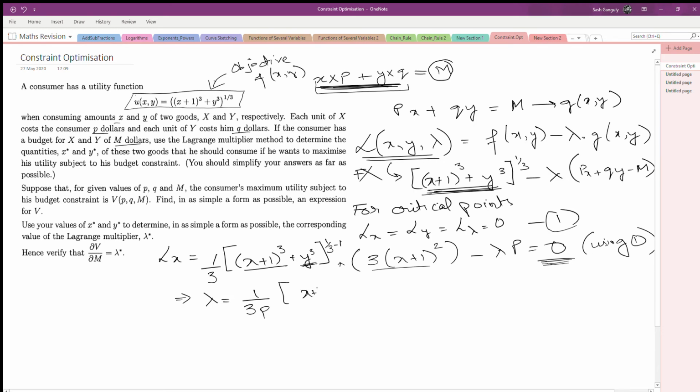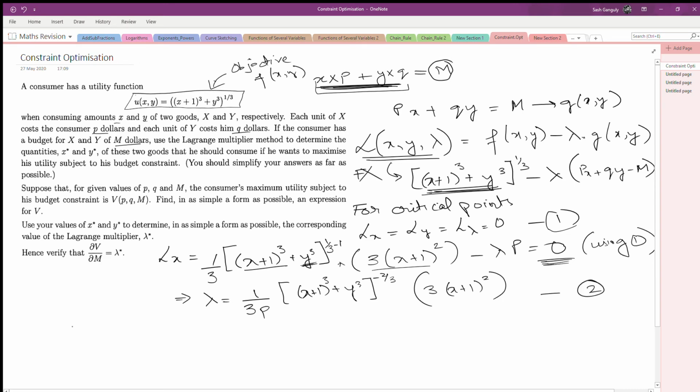times x plus 1 to power 3 plus y cube, and 1 by 3 minus 1 will be minus 2 by 3, right? And then this will stay 3 times x plus 1 whole square. So it will stay like that. Okay, so that is lambda. Let's call this 2.